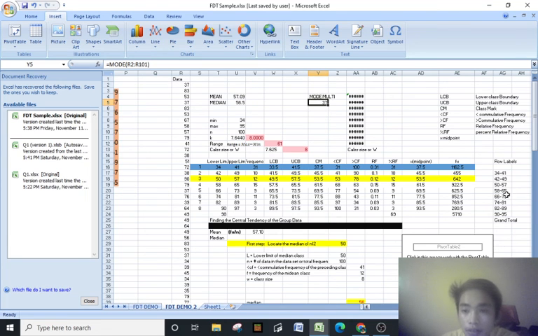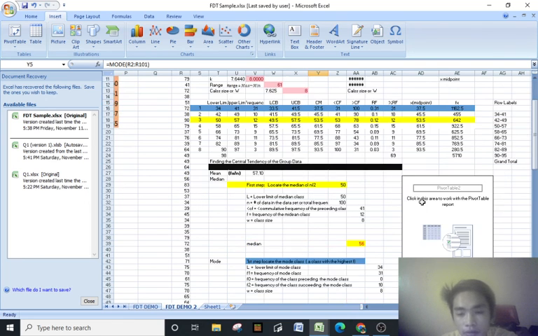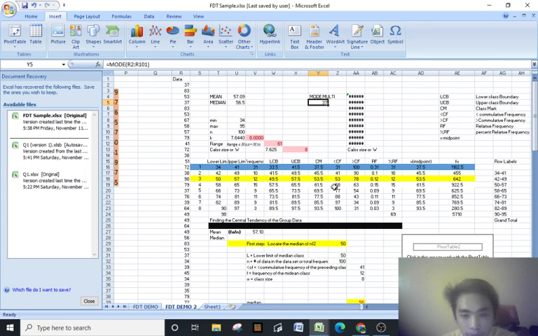And also, additionally, getting the lower class. CLB is the lower class boundary, CUCB is the upper class boundary, CM is the class mark, CF is the cumulative frequency, then relative frequency, percent frequency, then XMed. So that's it. That's how I get the answer, and I have explained how I got my answers. Thank you.